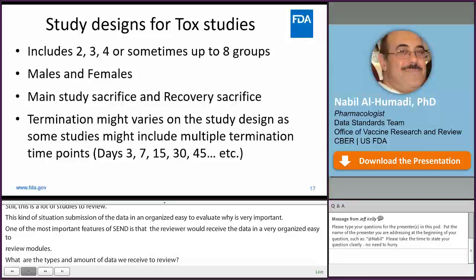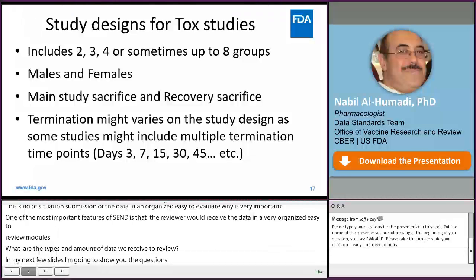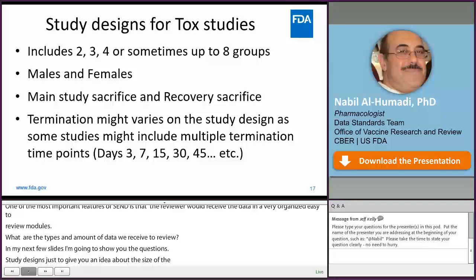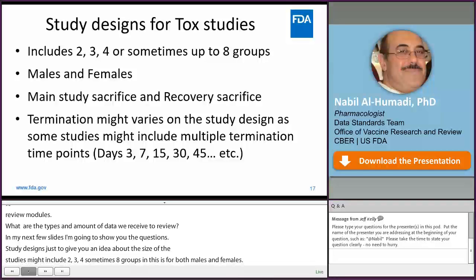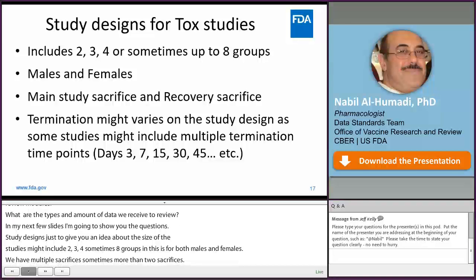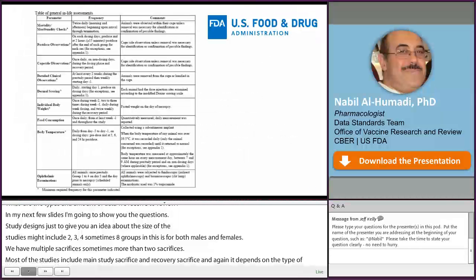Study designs, just to give you an idea about the size of the studies, might include 2, 3, 4, or sometimes 8 groups. And this is for both males and females. We have multiple sacrifices, sometimes more than 2. Most of the studies include a main study sacrifice and a recovery sacrifice. Again, it depends on the type of the study. It might go to 3, 4, or 5 sacrifice time points. This is a huge amount of data.